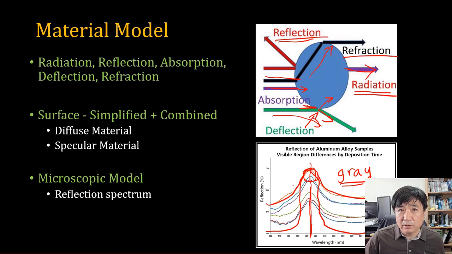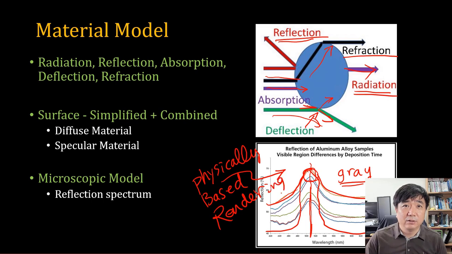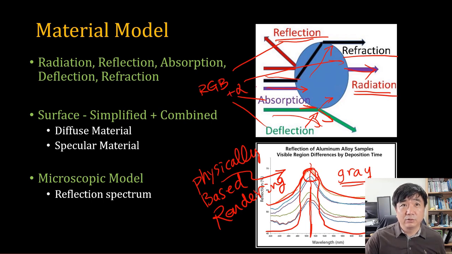So think about it: we can model the aluminum alloy material with this graph. Then we can decide the color for rendering with this color graph. If we use this color graph, we call it physically based rendering. In physically based rendering we can use this graph for rendering, but it is not easy. So in general, we just use general RGB color for setting the reflection color, absorption color, deflection color, and plus alpha to express transparency.